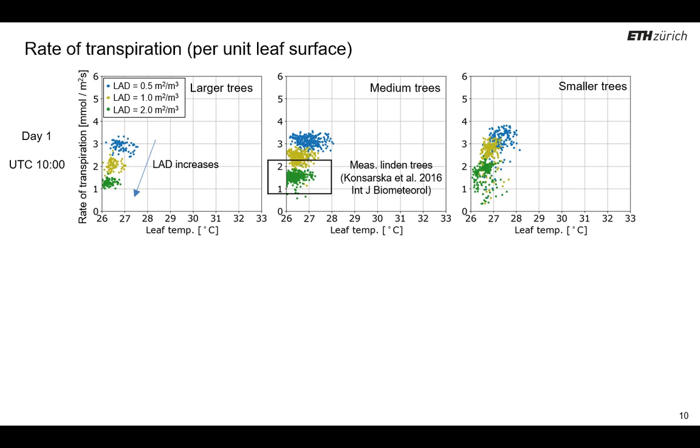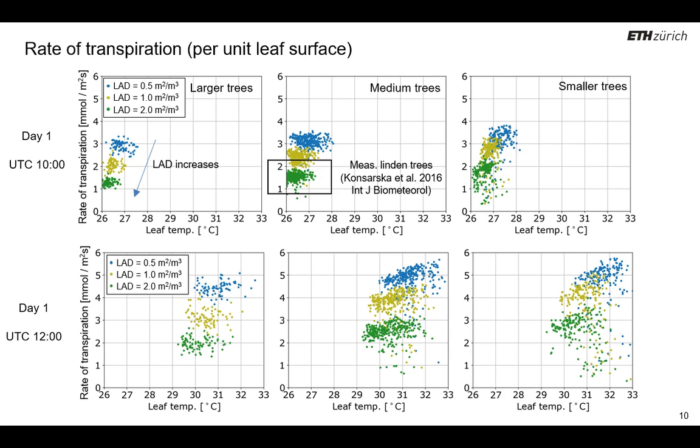We compared these with the available measurements in the literature, Konarska et al. in Sweden. We tried to select a similar air temperature and daytime. And then these are actually the measurement results, the transpiration results that they had for LAD equals 1. So we slightly overestimate, probably because we don't take into account the soil moisture availability here. We assume ideal conditions in terms of soil moisture availability.